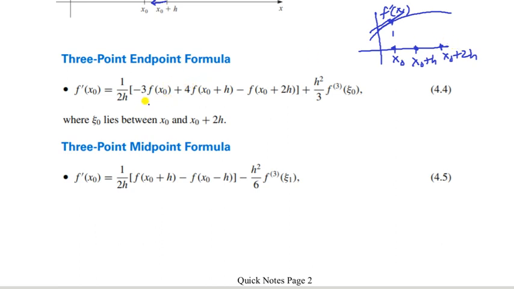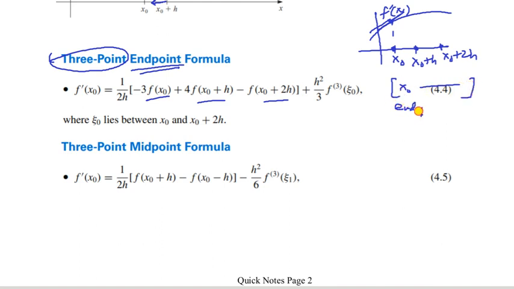I'm not going into the details, but this is the formula which you can use. F of x naught, x naught plus h, x naught plus 2h. So see, the function is being used at 3 different points. That's why we call it a 3-point formula. And the end point formula, why end point? Because x naught is at the end. You see, x naught up to this point. So x naught is the end point of your interval.